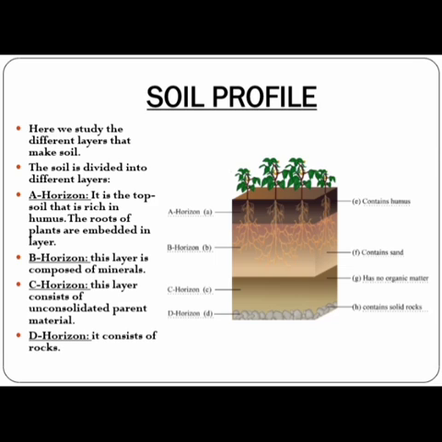Coming to C horizon, this layer consists of unconsolidated parent material. It doesn't have any organic matter. And coming to D horizon, it consists of rocks. You see small stone particles. So this layer we call D horizon. So this is about soil profile, a very important topic you need to remember.